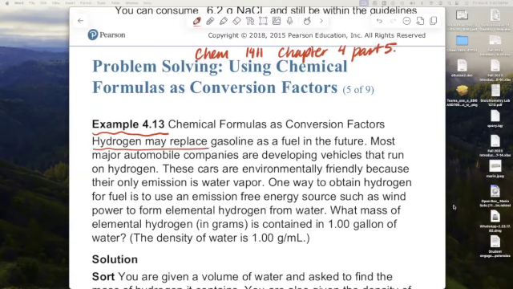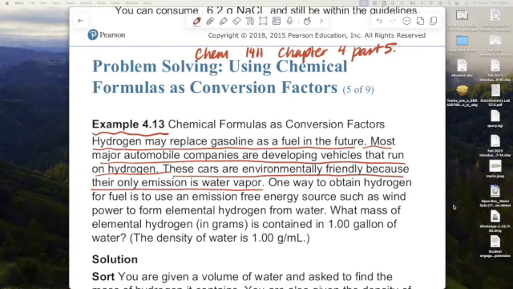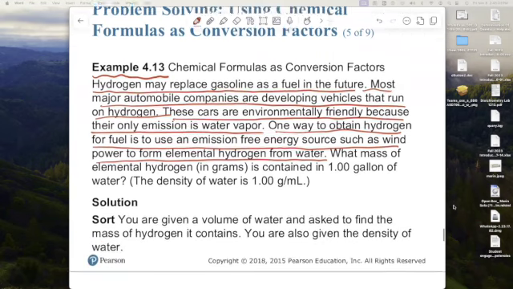Hydrogen may replace gasoline as the fuel in the future. Most major automobile companies are developing vehicles that run on hydrogen. These cars are environmentally friendly because their only emission is water vapor. One way to obtain hydrogen for fuel is to use an emission-free source such as wind power to form elemental hydrogen from water. So the goal here is to go from water to elemental hydrogen.